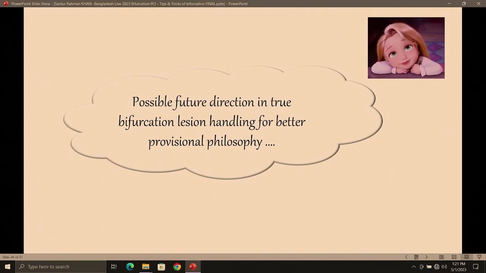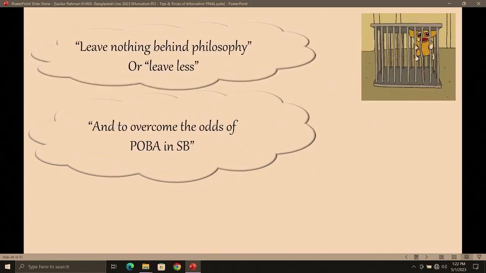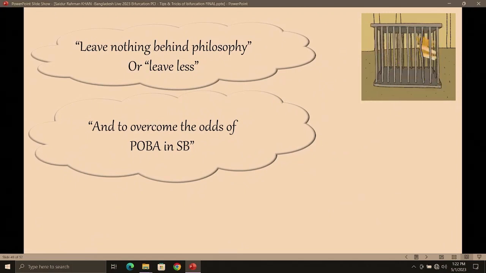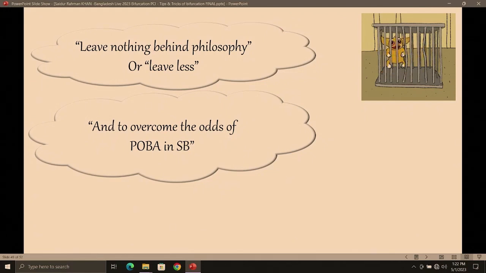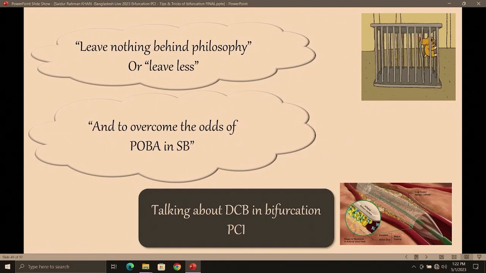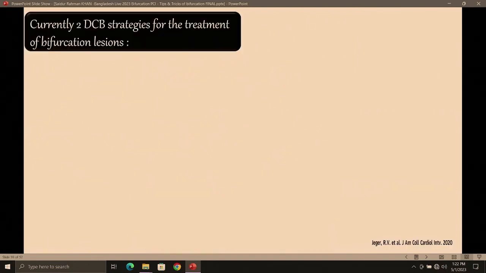Finally, I am telling the possible future direction in true bifurcation lesions, handling for a better provisional philosophy. What is the future direction? Leave nothing behind philosophy, or leave less, and to overcome the odds of POBA in the side branch. That is the only thing. I am talking about the drug-coated balloon in bifurcation PCI.